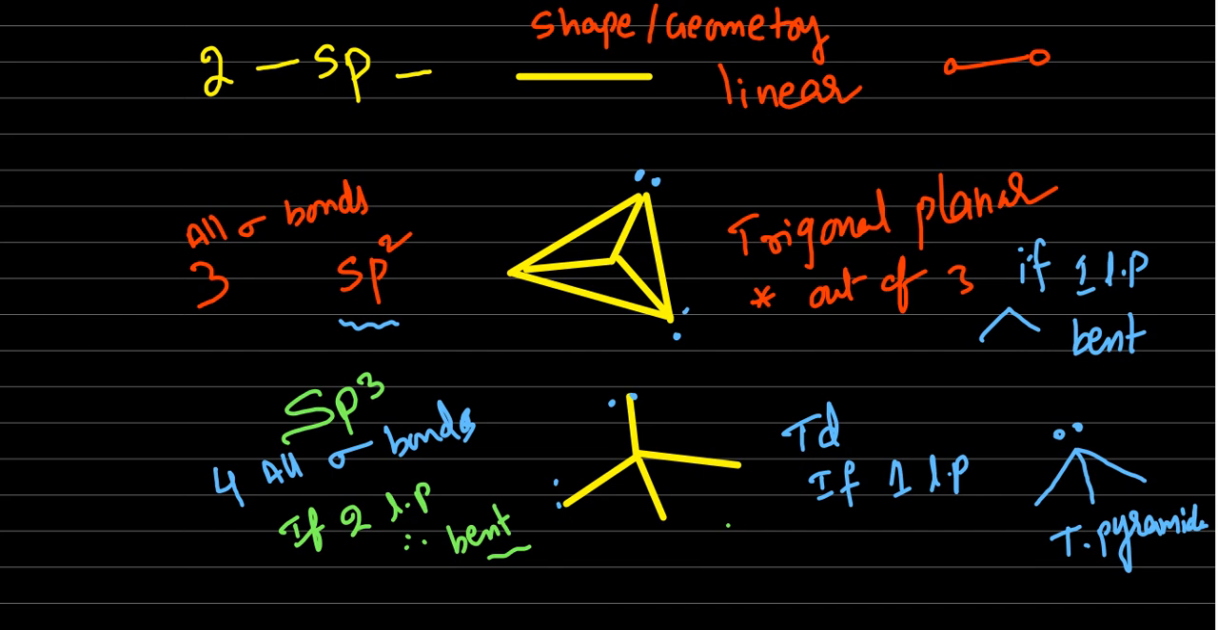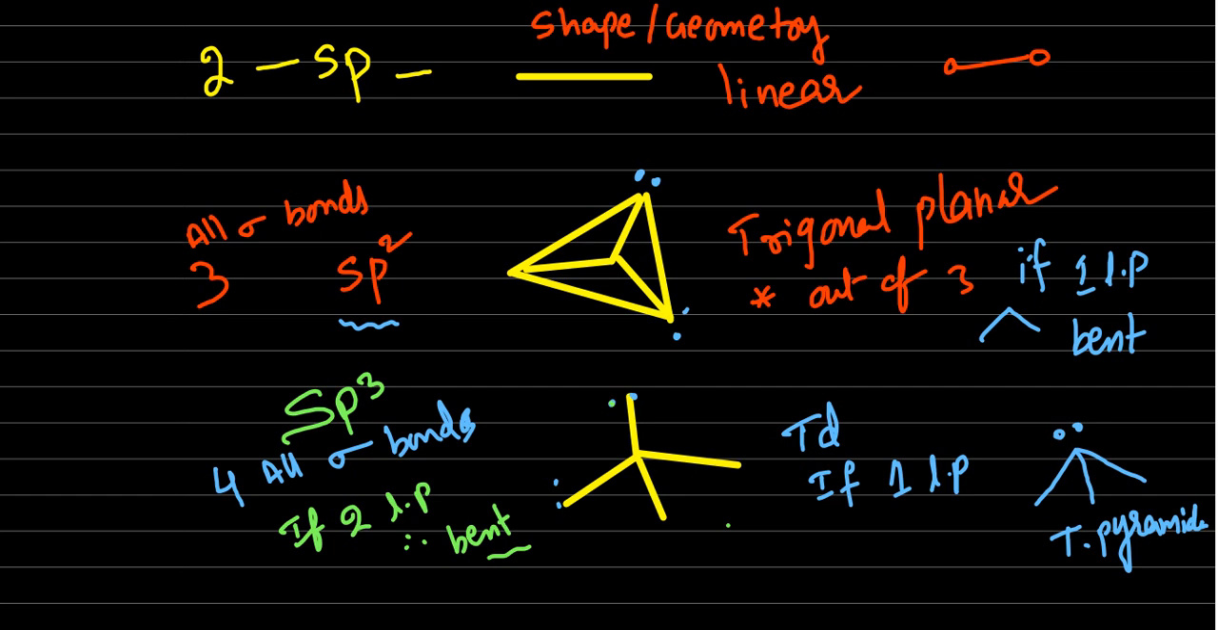Hybridization has no change. Hybridization always depends on the number of lone pairs and sigma bonds. Total 4 means sp3, but the geometry is changing. All sigma bonds: tetrahedral. If one lone pair is there: trigonal pyramidal. If two lone pairs are there: bent structure.